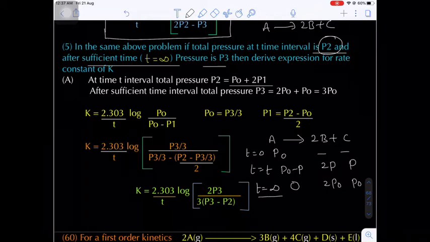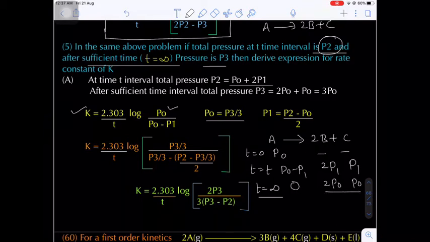Because after a long time of interval, the reactant will be completely decomposed, and whatever number of moles or partial pressure of reactant was present will be completely converted to products. Okay. Now here, what is the K value? 2.303 by T log of P0 by P0 minus P1. Here let's suppose I am taking P1. Now what will be the P0 value here?